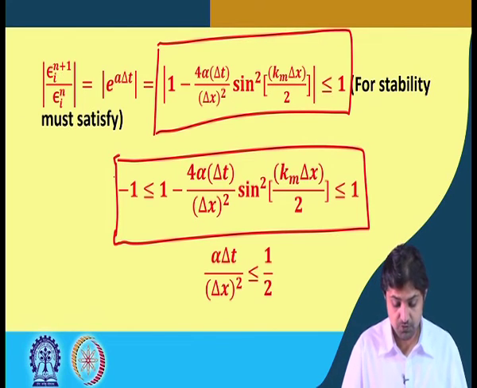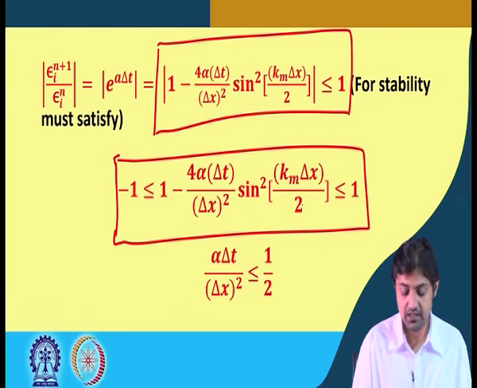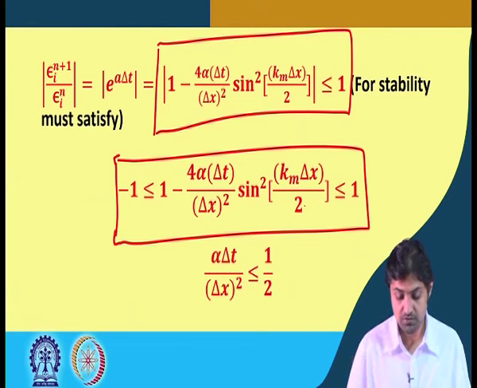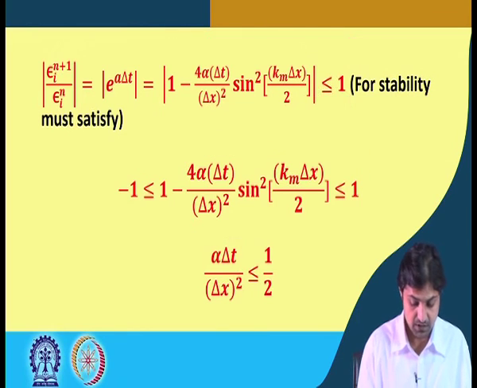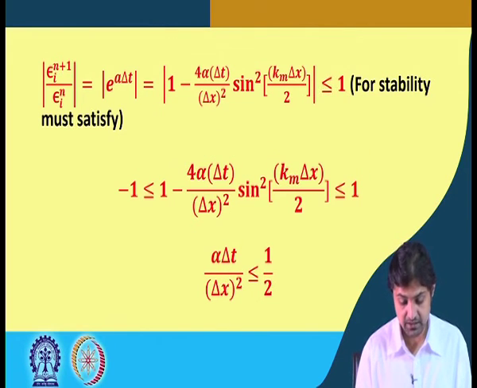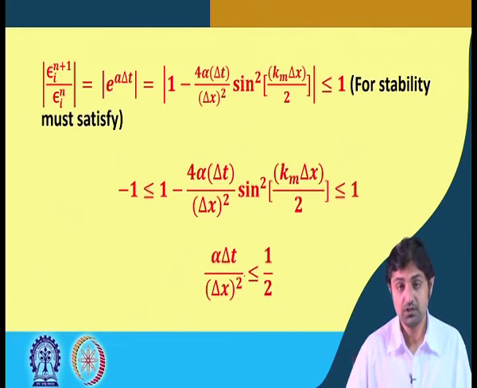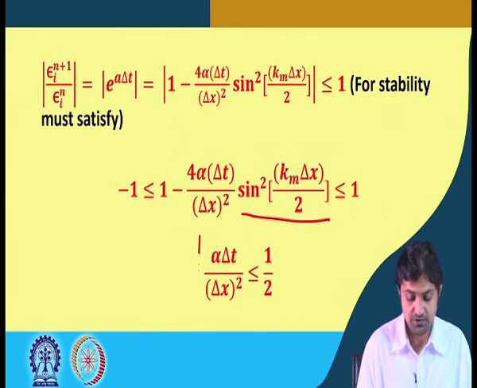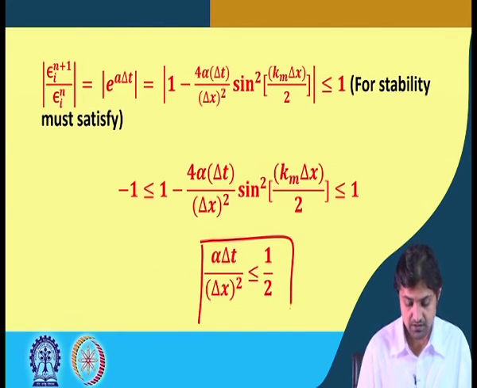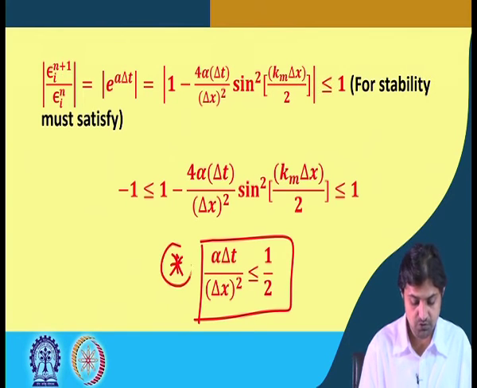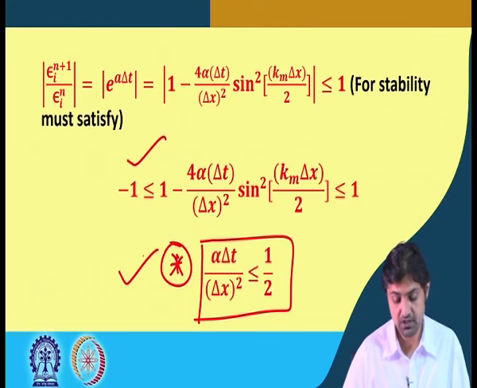All right, so what does this mean? See this sine squared km delta x by 2, so the condition can be written as alpha delta t by delta x square should be less than or equal to half, because this will always be less than 1. So this is the final solution that we get for stability. Very important. So you should remember this one as well and this one as well.